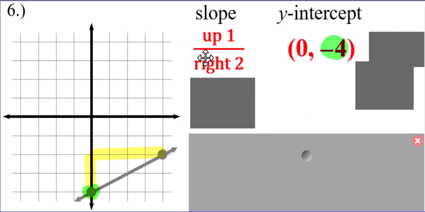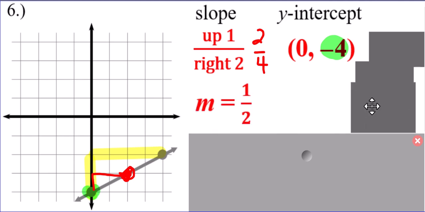But if you go up, oh, forgive me, I went up 1, right 2. This is actually kind of a typo. But the funny thing is, if you go up 1, right 2, you actually are at another point here on this line. So I actually don't have to change this. But if you had up 2 and right 4, well, think about this. 2 over 4 would still simplify to 1/2.